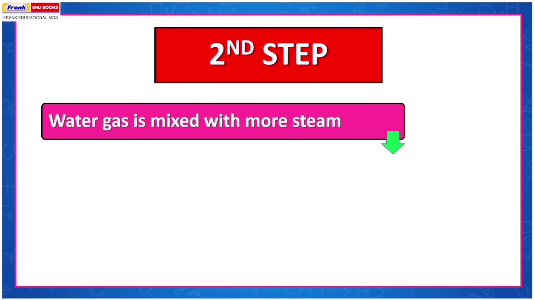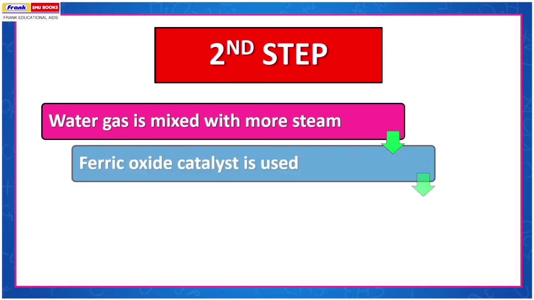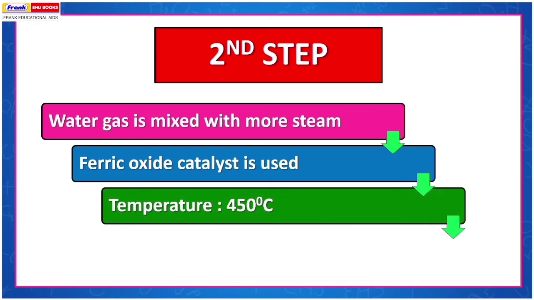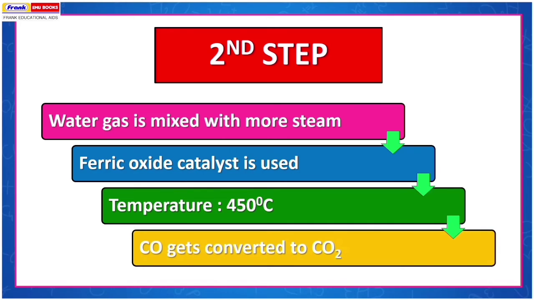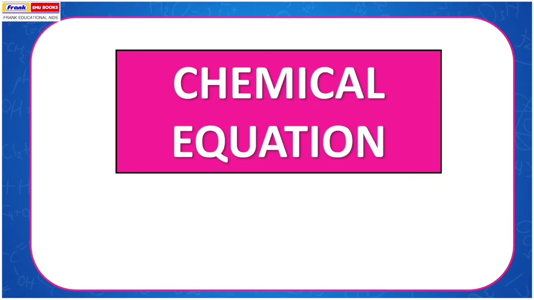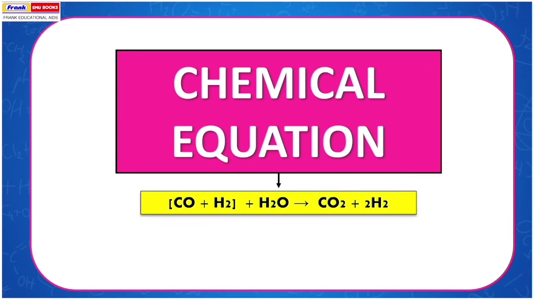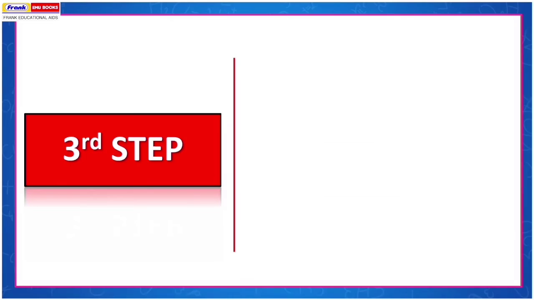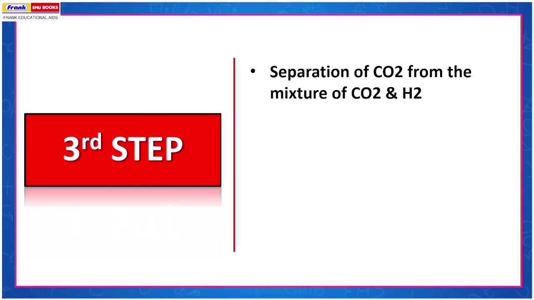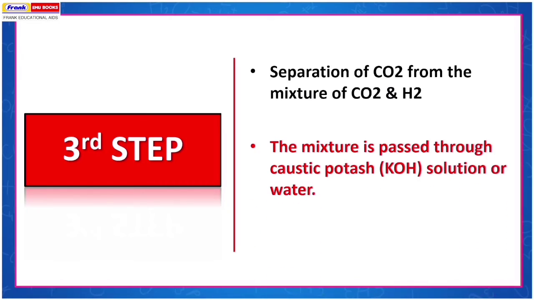Water gas is mixed with more steam. Ferric oxide catalyst is used here and a temperature of 450 degrees Celsius is given. Thus, carbon monoxide gets converted to carbon dioxide. The equation in the above mentioned reaction is CO plus H2 plus H2O gives CO2 plus 2H2. Now, separation of CO2 from the mixture of CO2 and H2 is done. The mixture is passed through caustic potash solution or water. Thus, CO2 gets absorbed.